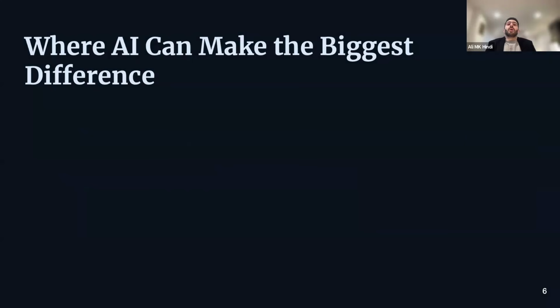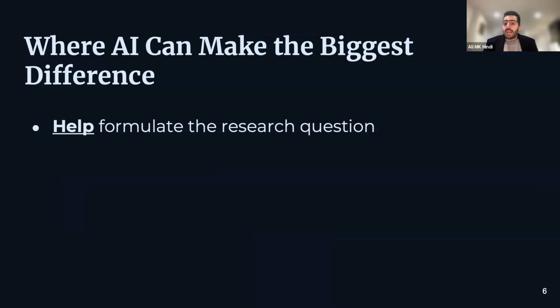Now that you've got a brief of what funders look for, or what I look for at least as a funder, and some of the common pitfalls, with that in mind, you ask yourself the question, where can AI make the biggest difference? Now, for me, I think AI can do a really good job helping you formulate your research question. So if you have an idea and you want to go a bit more specific, I think AI can do a good job.